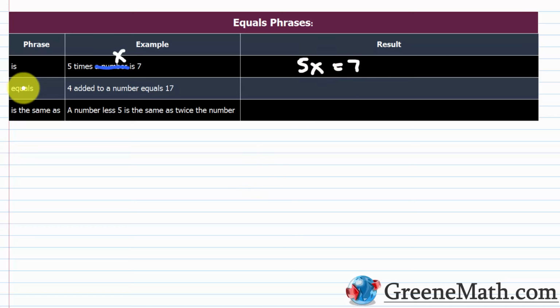Then here, we just have the word equals. So 4 added to a number equals 17. So that's pretty straightforward. Line out your number and put x. 4 added to x, which is x plus 4, equals 17.